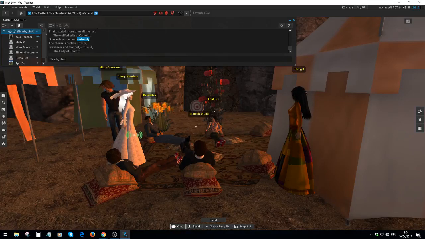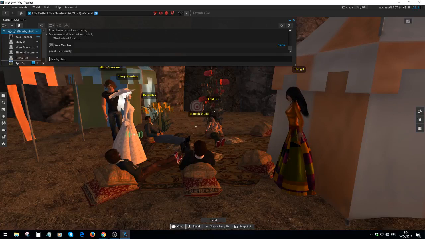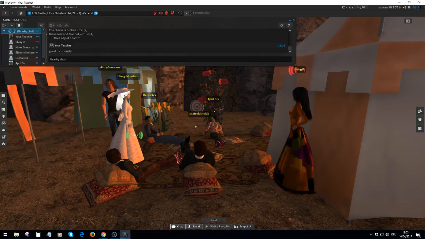Okay, so two words for you. The first one, not "quest," "guest." It looks like a Q, but it's actually a G. Guest. That's it. And the last one, curiously. Curiously. Yeah, you know what they say curiosity did?